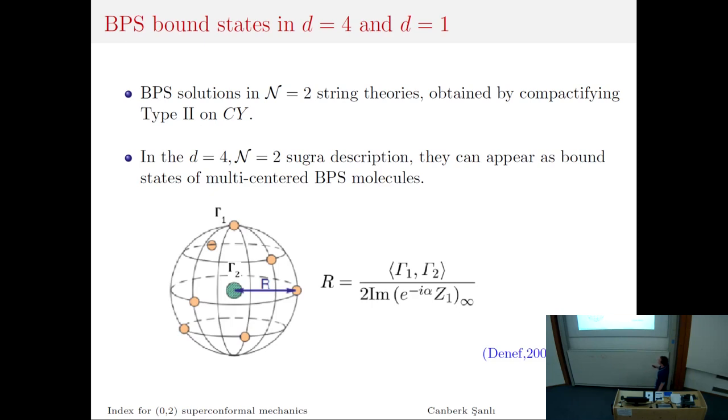This is the two-centered case, where at the center you have a core BPS charge, and you can have a halo of probe BPS black holes orbiting around that core BPS charge. Gamma 1 and gamma 2 are the BPS charges of these black holes. The Denef equation tells us that the radius cannot be arbitrary, but rather it is fixed in terms of these BPS charges as well as the asymptotic moduli values.